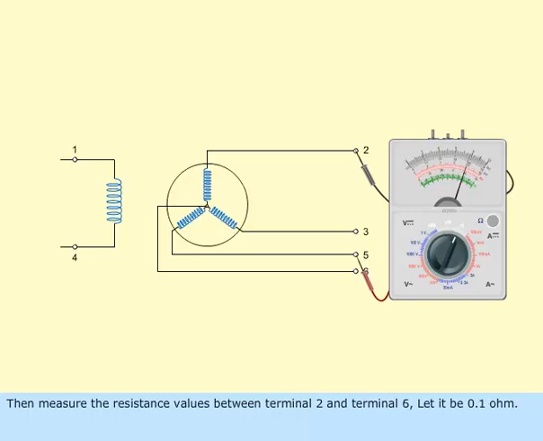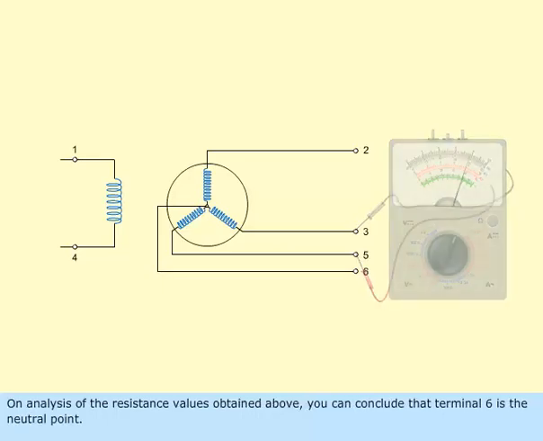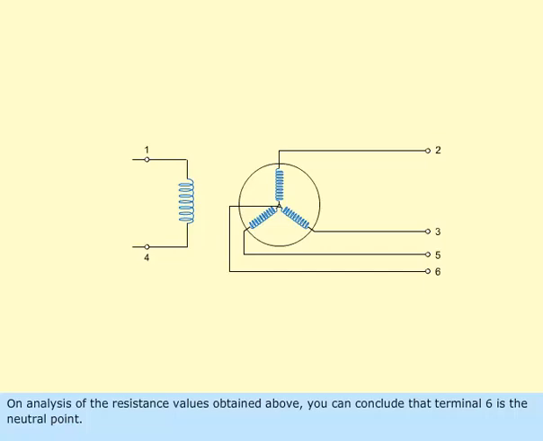Then measure the resistance values between terminal 2 and terminal 6. Let it be 0.1 ohm. Then measure the resistance values between terminal 3 and terminal 5. Let it be 0.2 ohm. On analysis of the resistance values obtained above, you can conclude that terminal 6 is the neutral point.